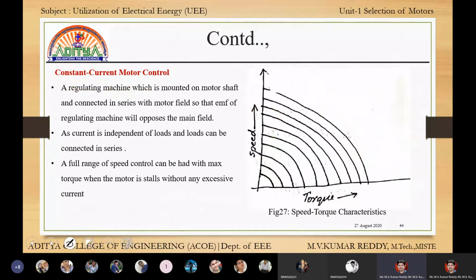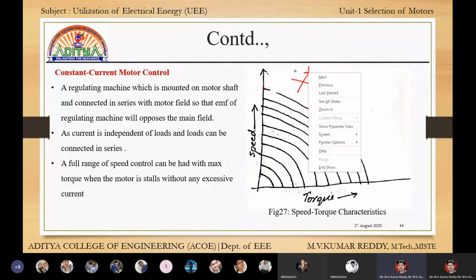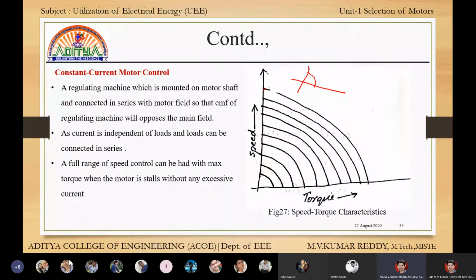Next, these are the characteristics of constant current. Whenever the graphs are in this direction, they are straight lines. Straight lines are the best characteristics. This is the ideal characteristic, the straight lines. These graphs are almost straight lines, so they are called the best characteristics in speed torque characteristics.